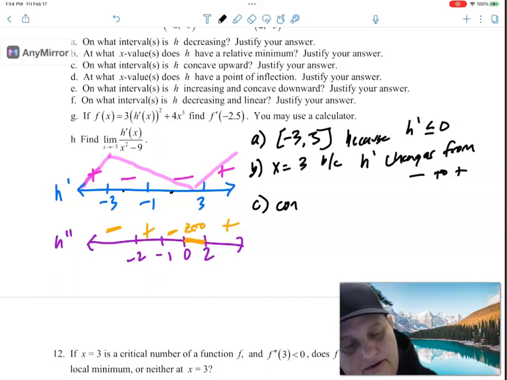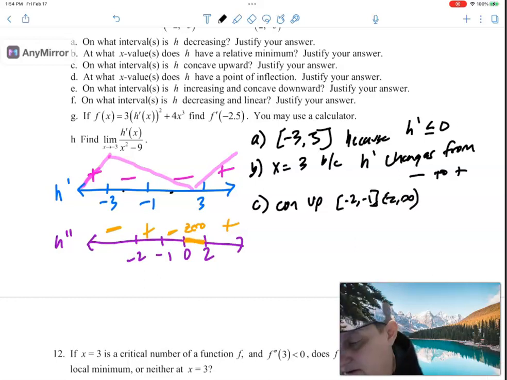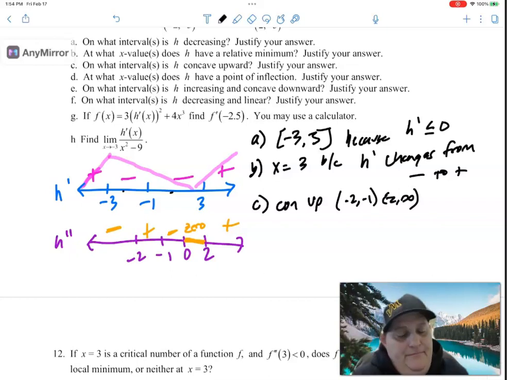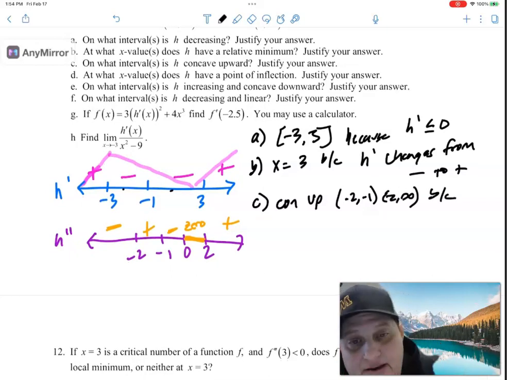So it's concave up on the interval -2 to -1 and 2 to infinity. Okay. I'll probably just use parentheses on all of these. And that's because the second derivative is positive.